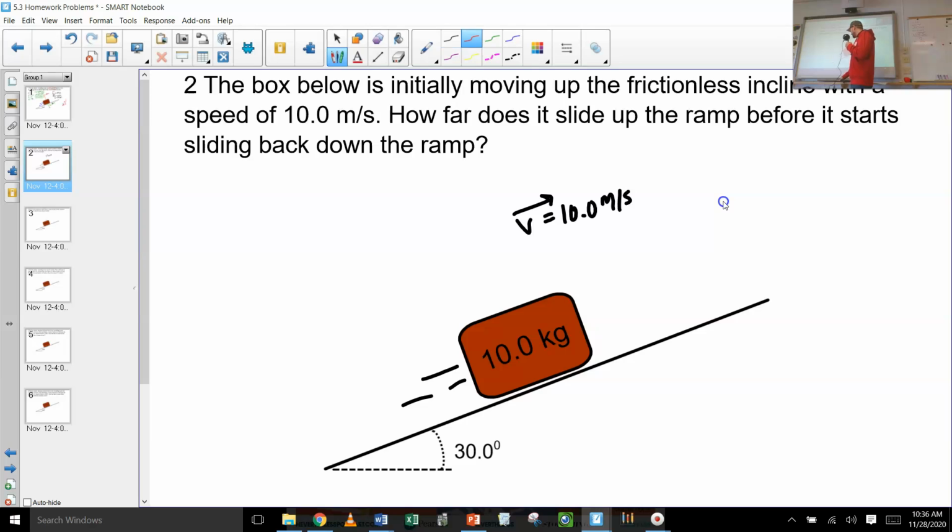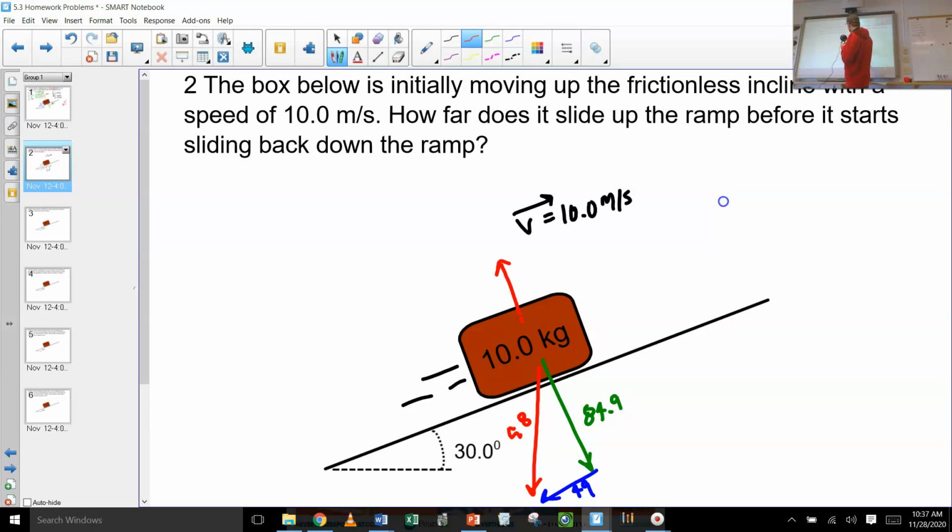So I'm going to take some of the same numbers that I had from last time. I knew that the force of gravity was 98, right? And then I knew that my force perpendicular was 84.9, and that my force parallel was 49.